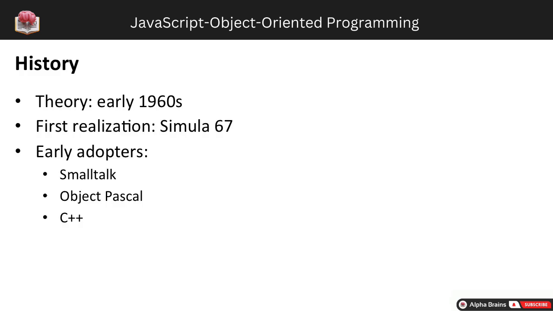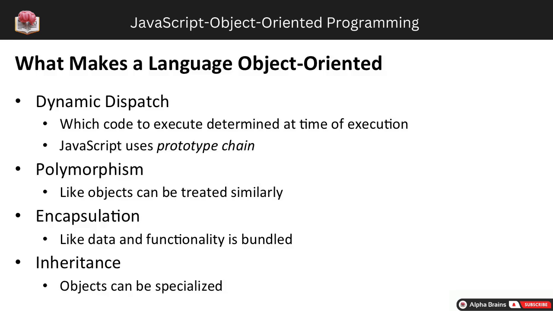What object-oriented programming is depends on who you ask, though there are some features that appear in almost every definition of object-oriented programming. They are dynamic dispatch, polymorphism, encapsulation, and inheritance. We'll be learning more about these things as we go along. Dynamic dispatch determines which code is to be executed at any given time. Polymorphism allows like objects to be treated similarly. Encapsulation allows like data and functionality to be bundled together, and inheritance allows objects to be specialized or generalized.